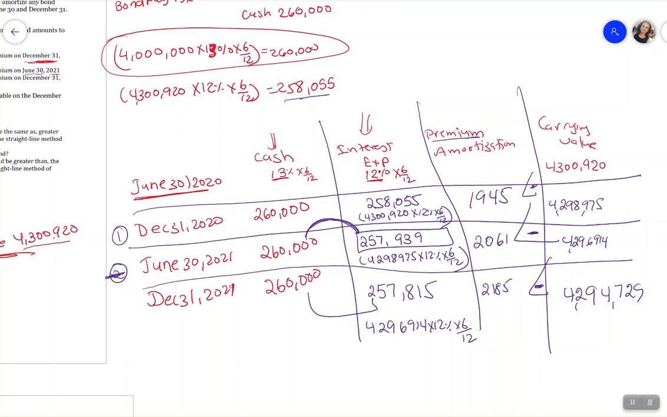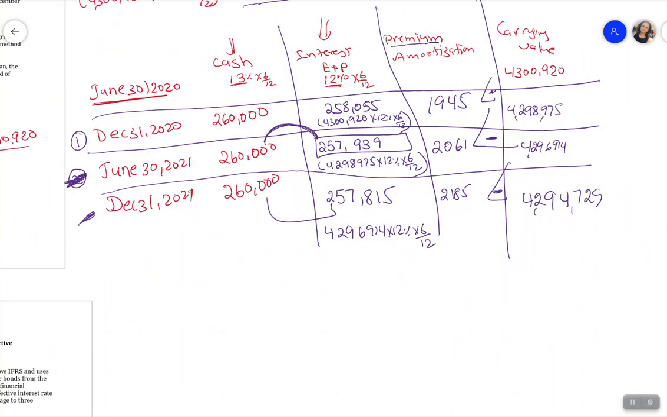So what the question was asking us to do is to journalize it on June 30th and journalize it on December 31st, 2021. So journalizing is easy when you have the table. So my next entry is to journalize it on June 30th, 2021. Then all I'm doing is picking up the numbers and doing my entries.